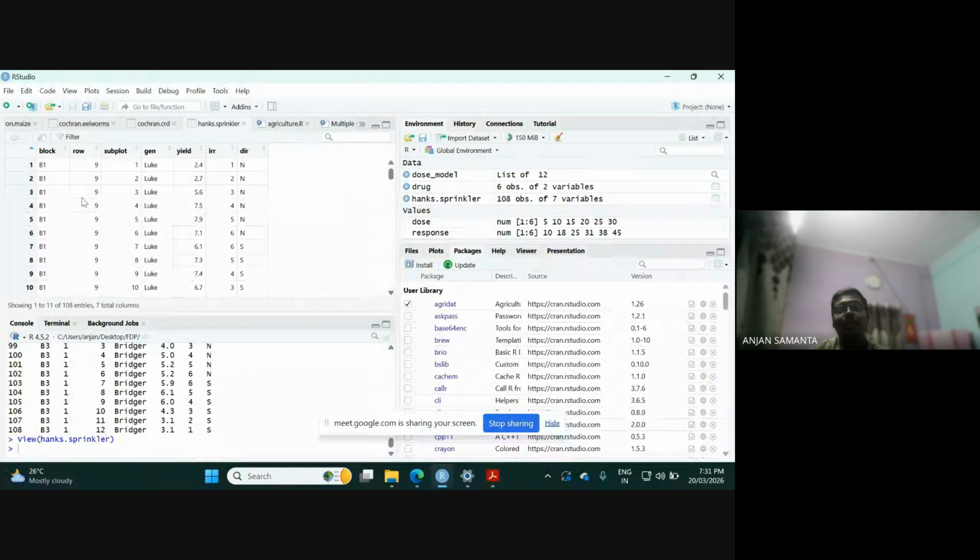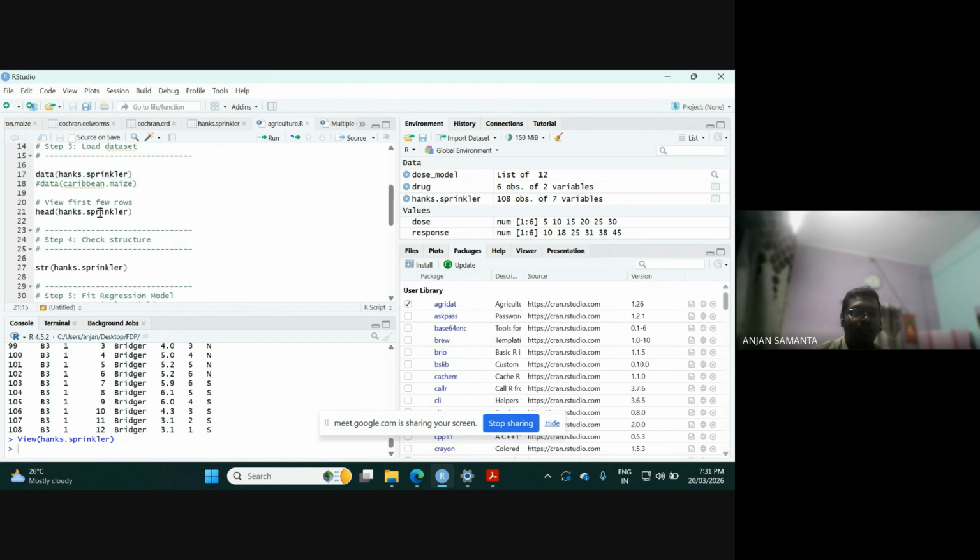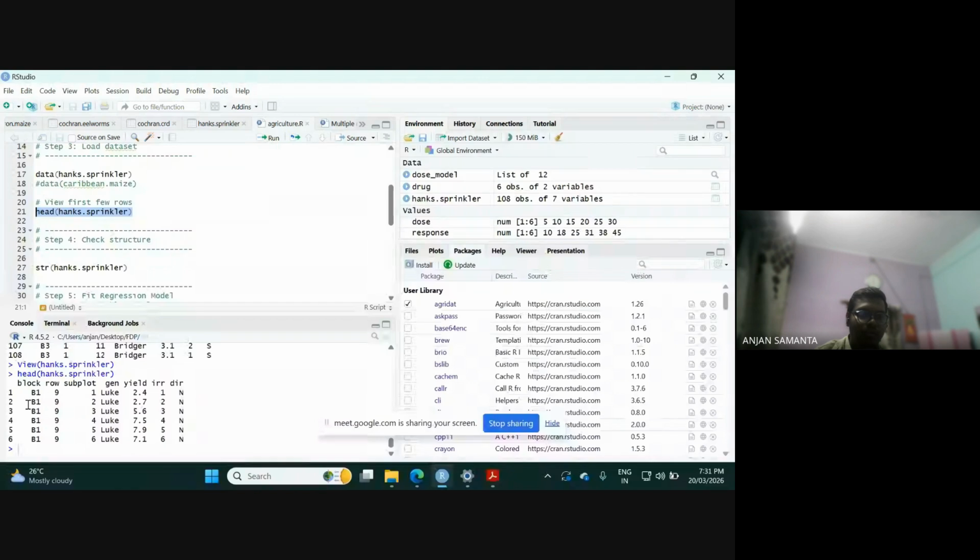Now with this data you cannot do the simple regression. You have to do the multiple regression, because yield is the output and there are multiple inputs that we need to take care of. For that, there is a code called head. With head, we can check the head of the data, that means the first 5 rows, which you can see in the console.